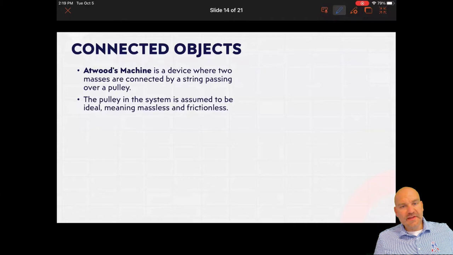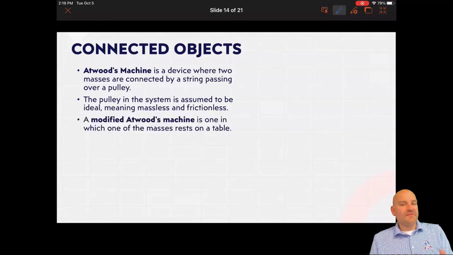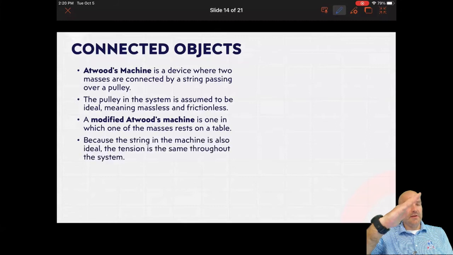Now, they take various forms. Some things you have to understand is that the pulleys in the system are going to be assumed to be ideal, meaning that they're not going to contribute any kind of mass or friction to the problem. A modified Atwood machine is one in which one of the masses rests on a table while the other one is hanging, and what rests on the table could be horizontal or it could be an inclined plane. Because the string of the machine is also ideal, the tension is going to be the same throughout the system.